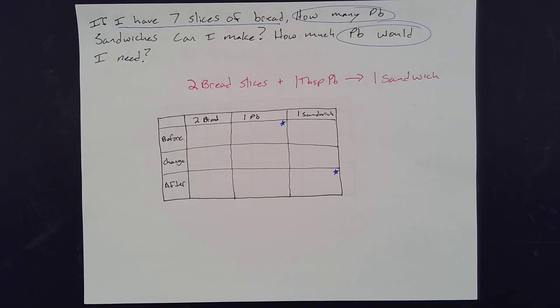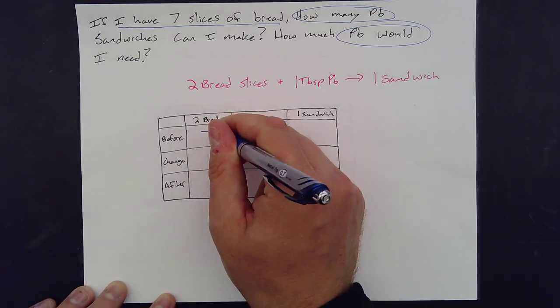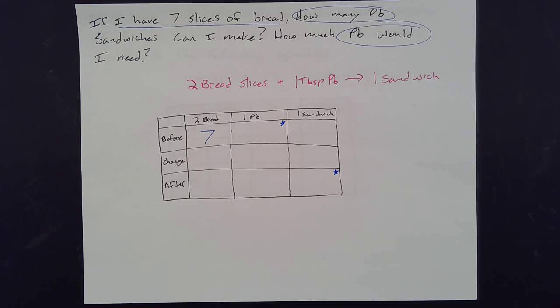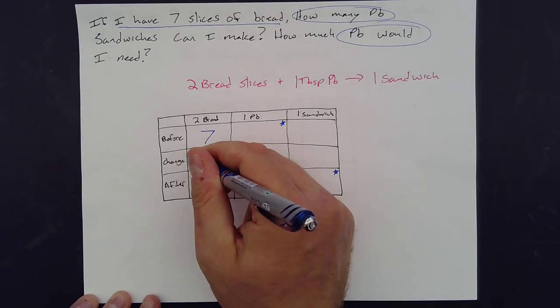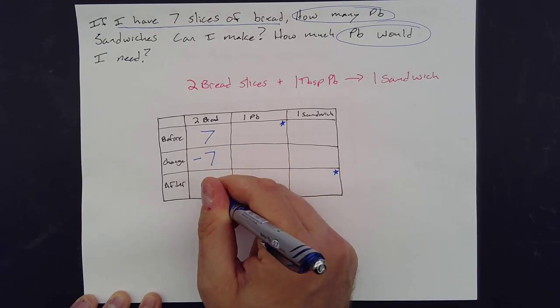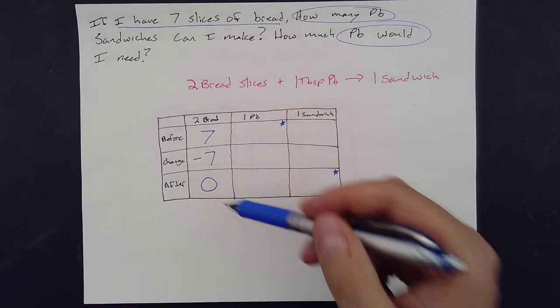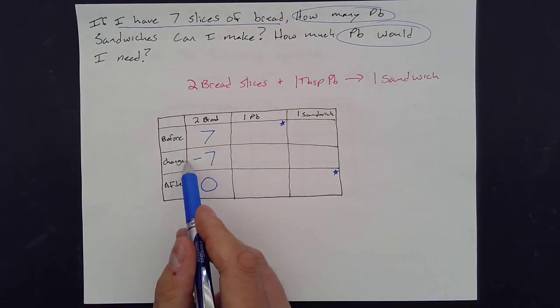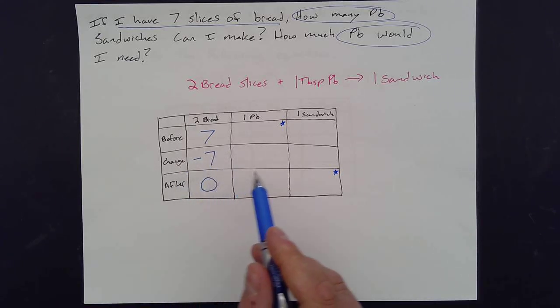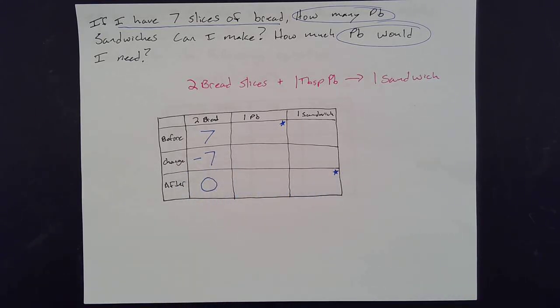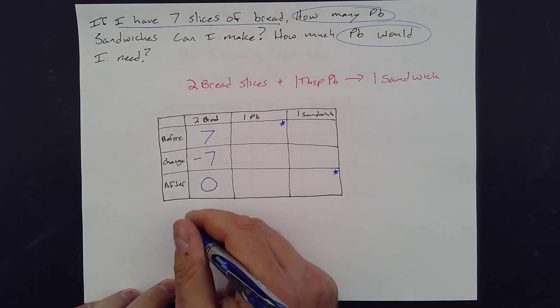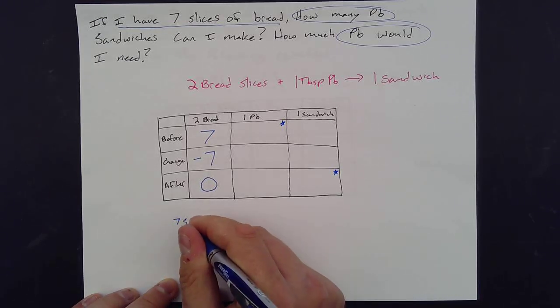Now let's pull down the information that I have. I have 7 slices of bread. So 7 slices of bread were in my cabinet before I made anything. I'm going to use it all up because I'm asking how much can I use. So I'm going to subtract 7 here, and I'm going to be left with nothing. Now, when you have a full column here, you can use the whole number that's here to figure out everything else using those relationships from earlier. Because watch, I have 7 slices of bread.